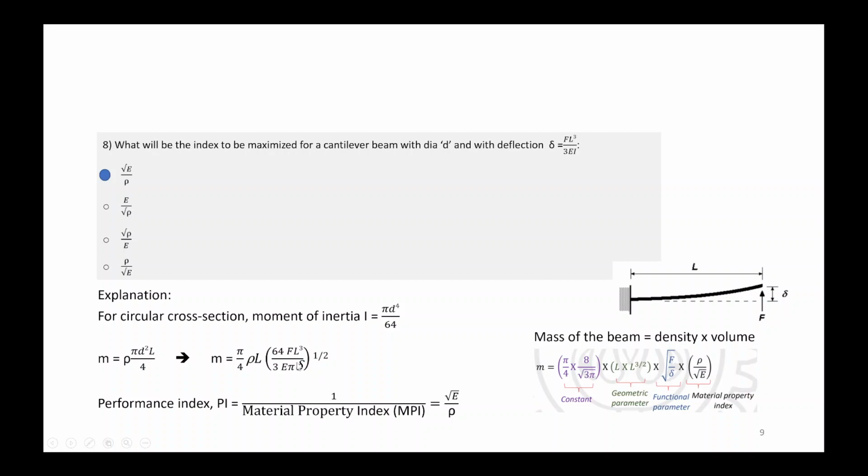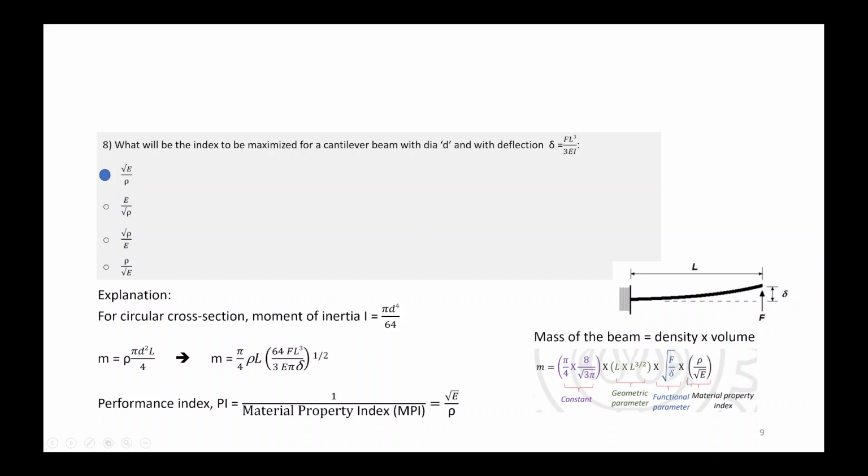Now we'll be segregating these properties in terms of a constant, geometric parameter, functional parameter, and material property index. Now these will be constant. This is geometric, so here it will be length, radius, these types of parameters. So it is L times L multiplied by L 3 by 2, and this is the functional parameter. Depending on force, your deflection will change. So it is a functional parameter.